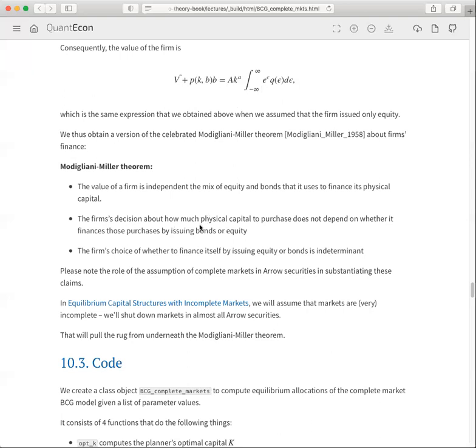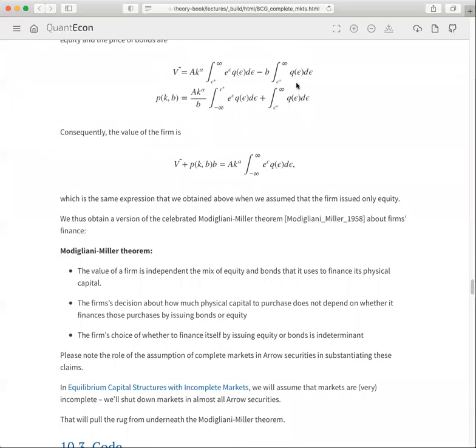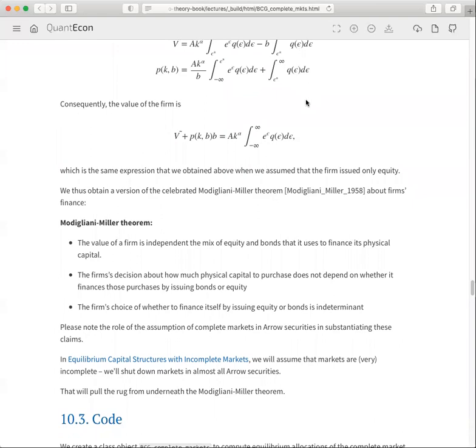So the firm's decisions about how much physical capital to purchase don't depend on whether, and furthermore, the firm's choice of whether to finance itself by issuing equity or bonds is indeterminate. And complete markets and Arrow securities are playing a big role in this. You can see this directly by the way those equilibrium Arrow security prices are depending in here. And these depend on the big K and the big C's in ways that we know.